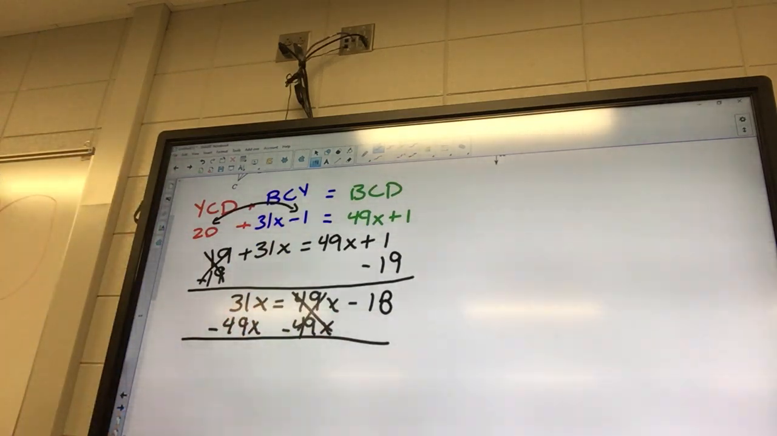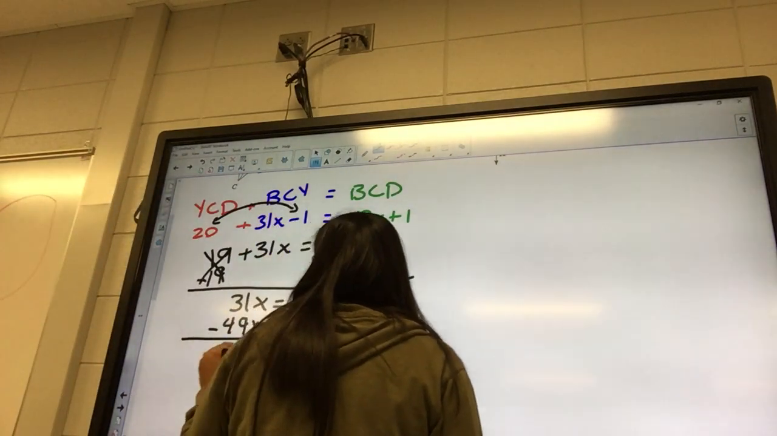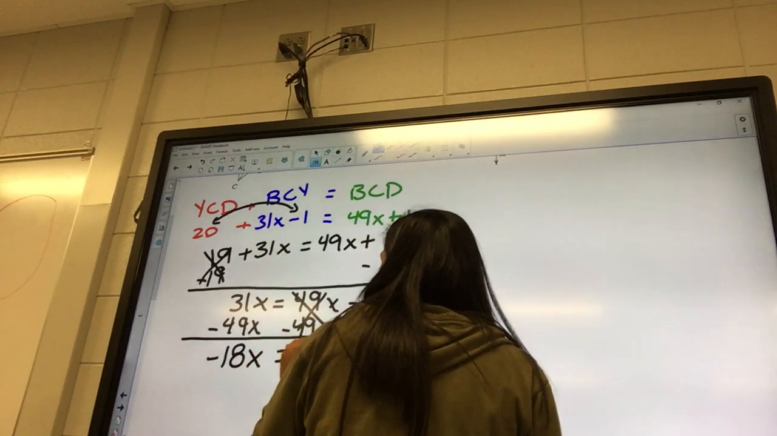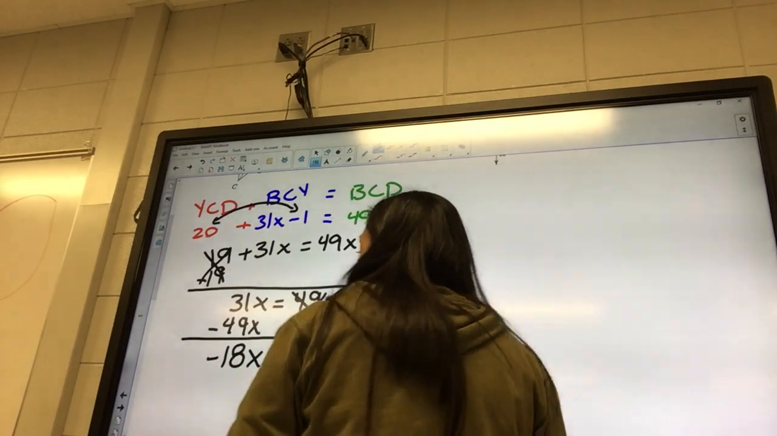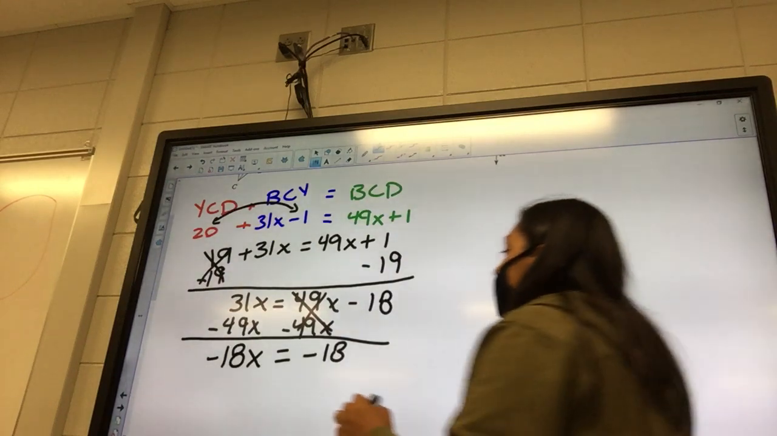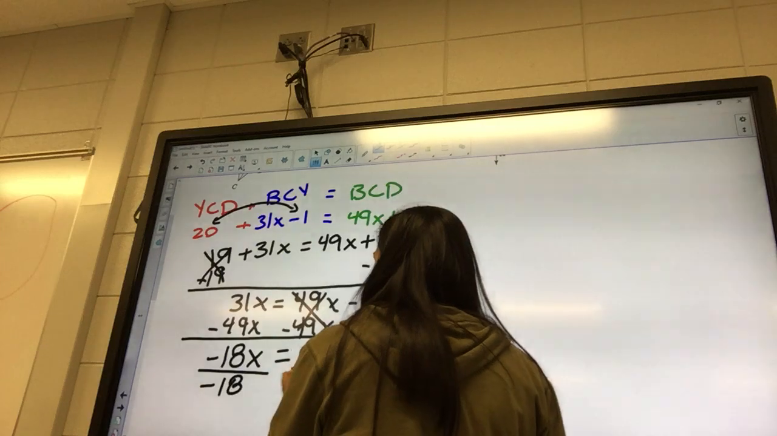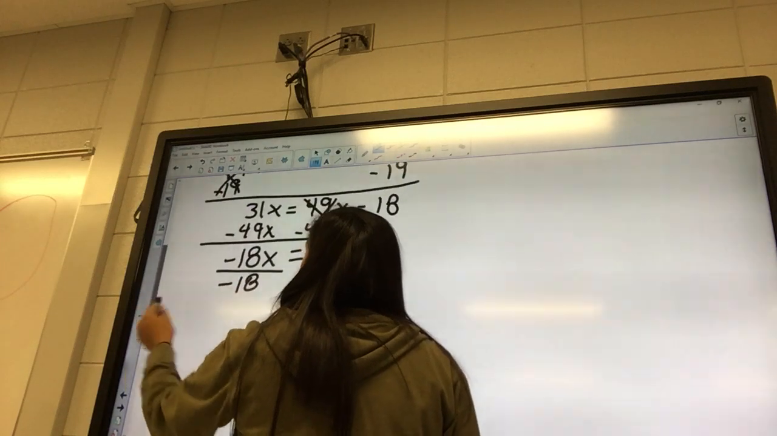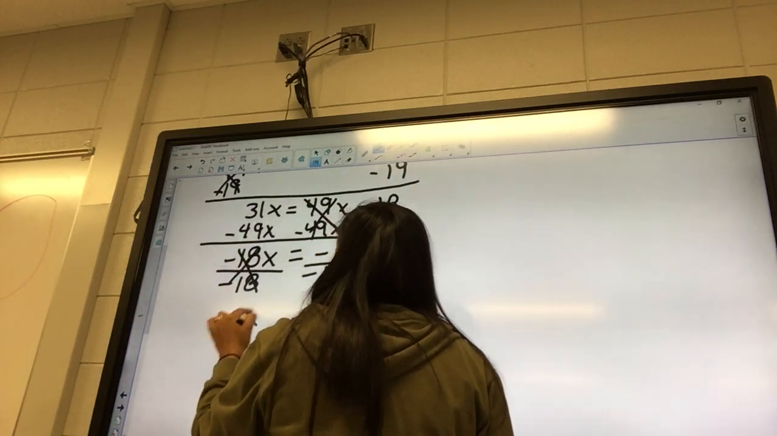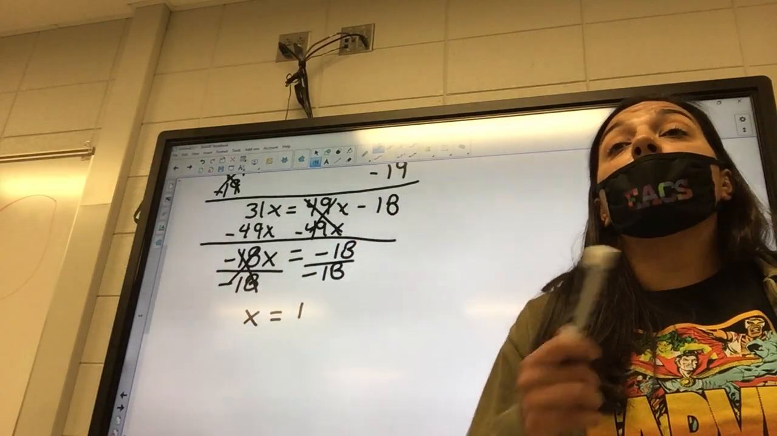31 minus 49, negative 18. So negative 18x equals negative 18. Okay, and what's our last step? We have to divide both sides by negative 18. And it equals 1. So I got x equals 1.